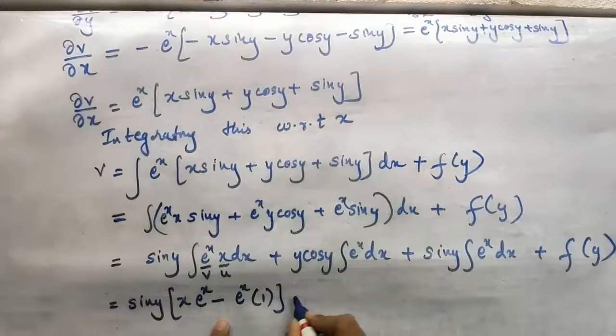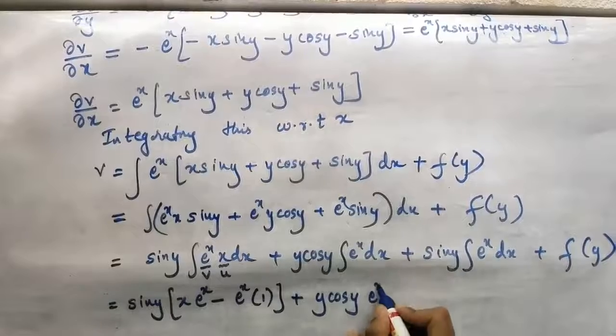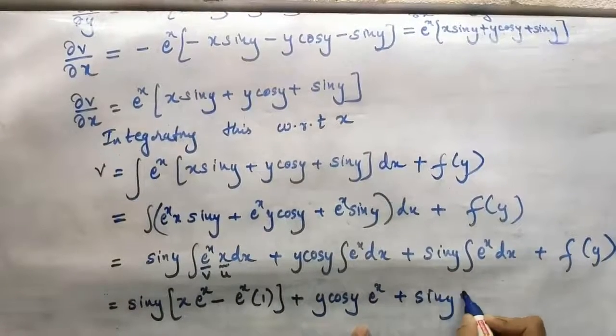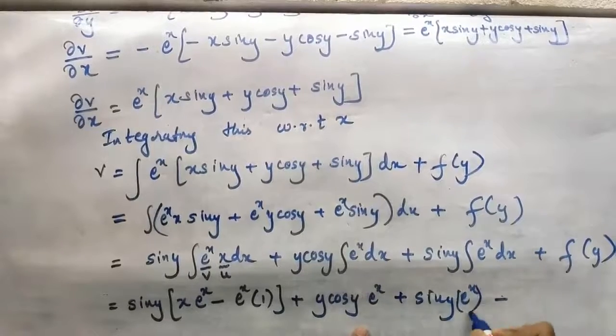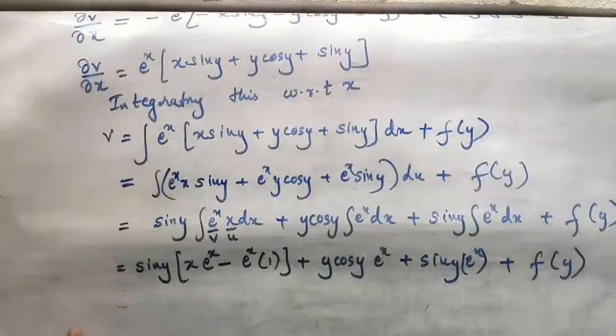Plus y cos y as it is. E to power x integration is e to power x because no further terms are there. Plus sin y as it is. E to power x f of y plus f of y. This is what you get.